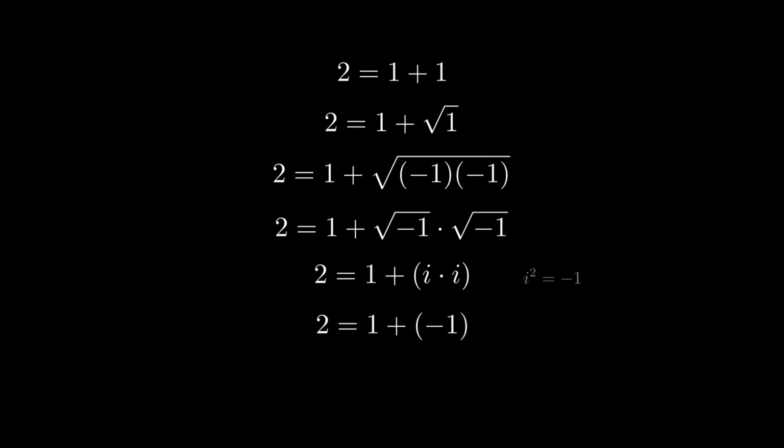So 2 is equal to 1 plus minus 1. But 1 plus minus 1 is equal to 0. Therefore, 2 is equal to 0. We have an absurd conclusion that 2 is equal to 0, but we started out that 2 is equal to 1 plus 1, and every step was seemingly true. Can you find the mistake?